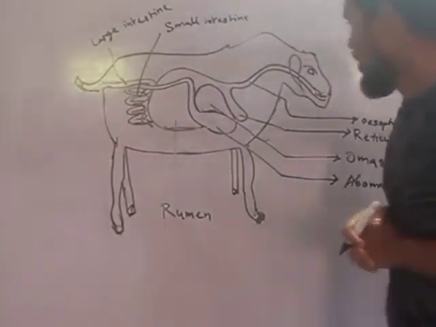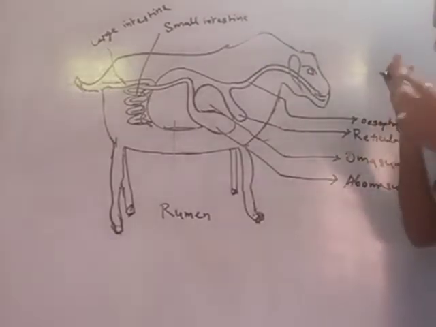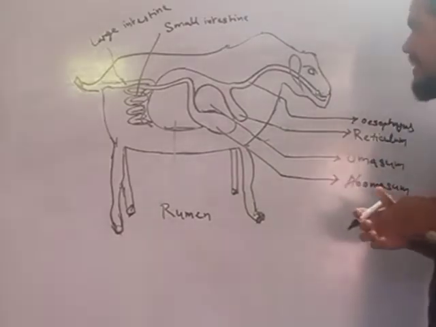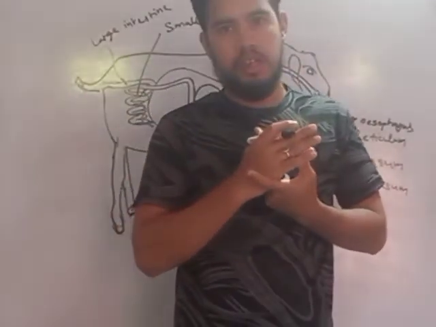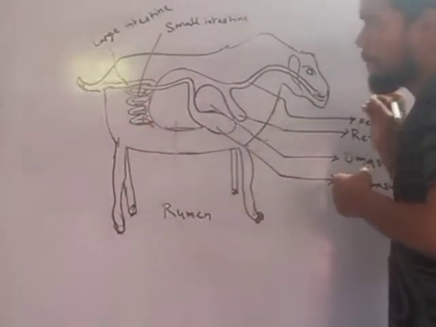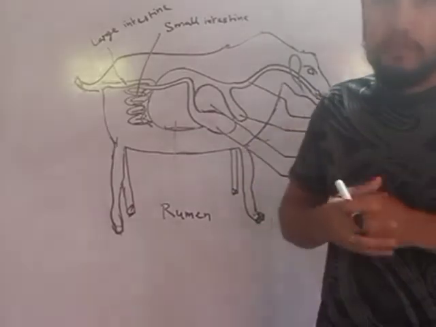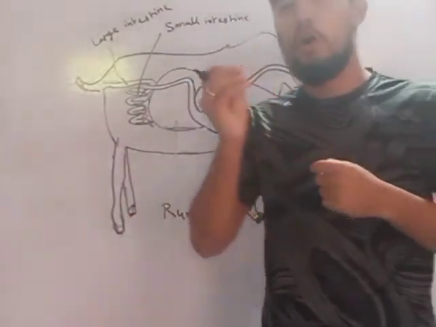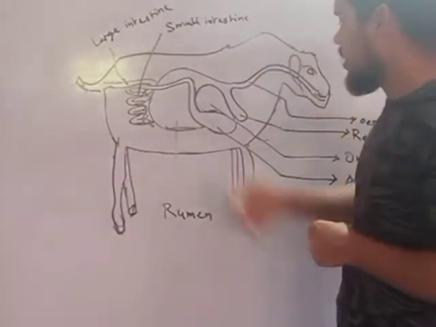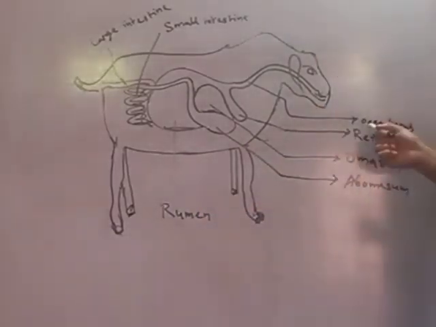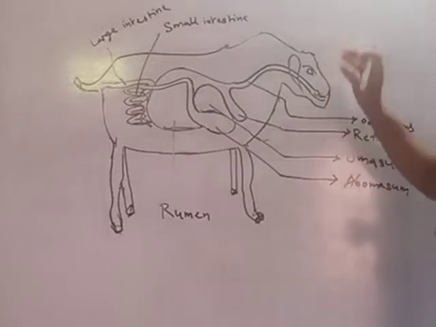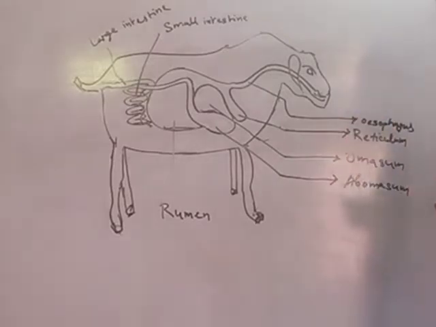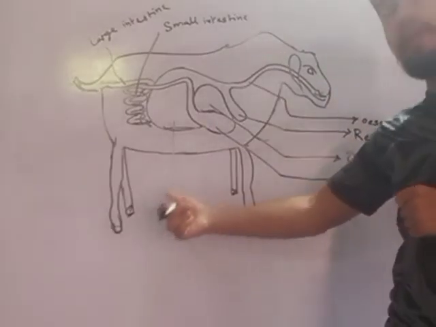Now, let's start the nutritional process of ruminants. Basically, ruminants take the food, partially chew it, cut it into small pieces and then push it into the rumen. The esophagus is there, then reticulum, omasum and abomasum. These three parts act as an esophagus or food pipe, and the food product goes directly into the rumen.